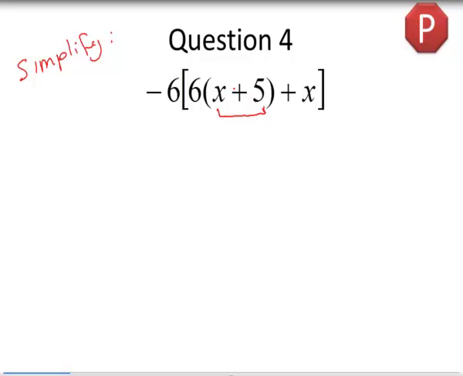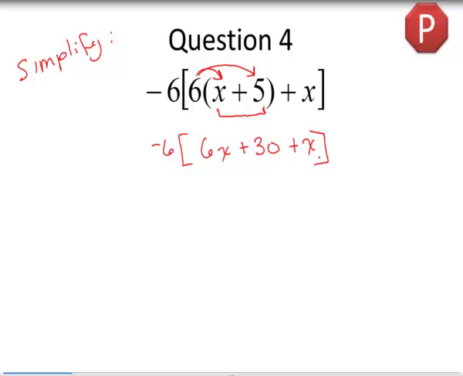So since I can't do anything inside these parentheses, the only way for me to get rid of these parentheses is to distribute. Good. So I'm going to distribute this 6, which is multiplication. Now, make sure you're only distributing the 6 to the parentheses that's right next to it. It will not distribute to this x over here. This x is being added on after. So I still have a -6 out here. 6 times x is 6x. 6 times 5 is plus 30. Then I have a plus x.